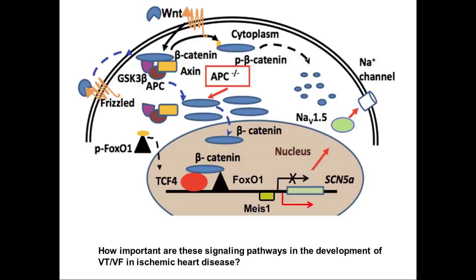I already talked about the activated Wnt pathway, basically beta-catenin activation. We propose that beta-catenin interacts with both TCF4 and FOXO1. We are currently studying whether FOXO1 can also interact with beta-catenin to regulate the sodium channel. We also found another activator, MES1, which increases sodium channel expression, and we are working on these MES1 studies. Also in my lab, we found that chromatin remodeling affects sodium channel expression.